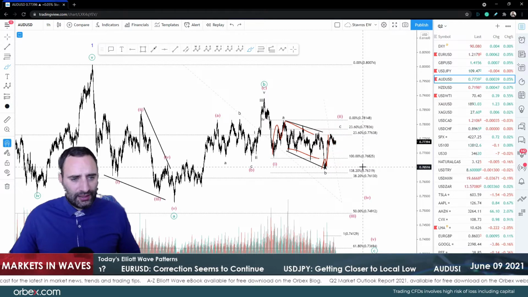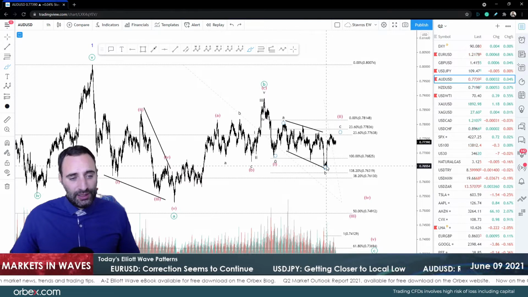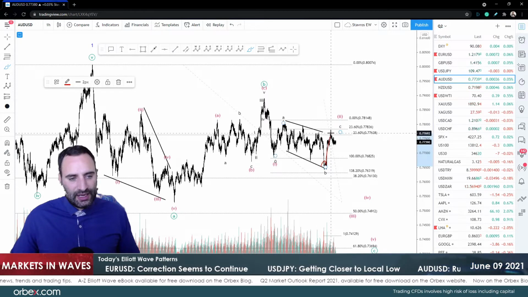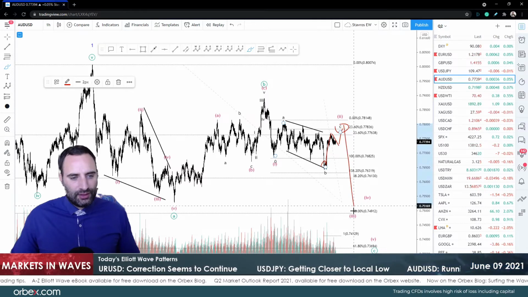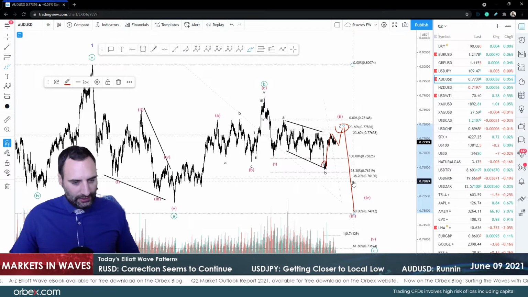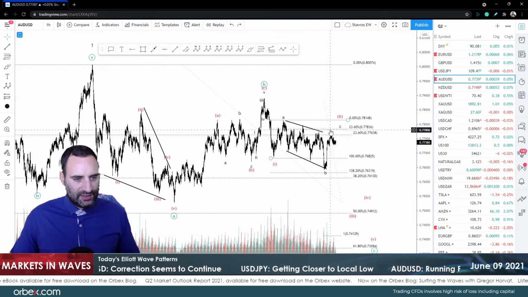0.7783, that will make a nice level for wave 2. Obviously, we don't know, even if that's the case, but this is my main scenario, guys. I'm expecting another leg up, okay? To finish the running flat and then continue lower down. I doubt we're going to get an expanding flat.